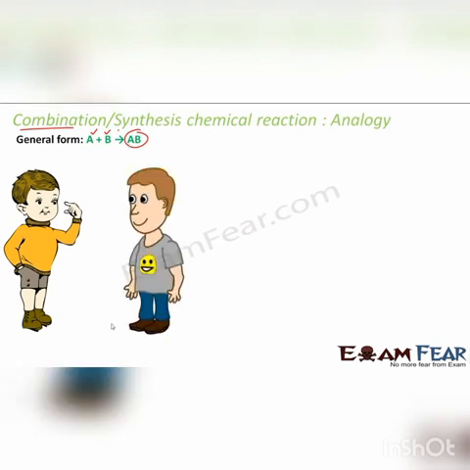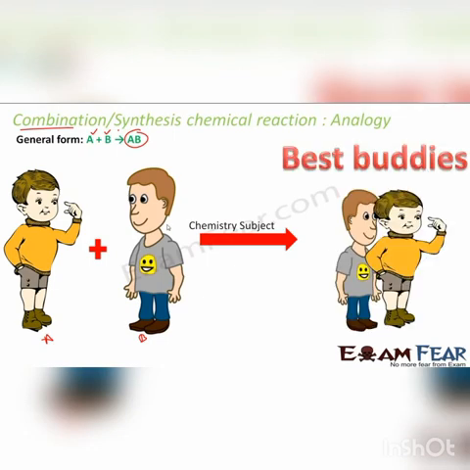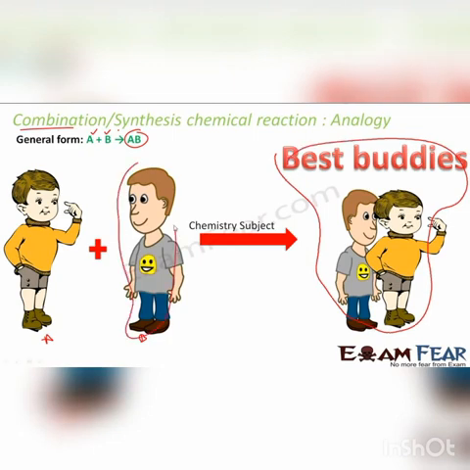So the analogy is there's one guy, there's another guy. There are 2 guys, you can say A and B. Now they both like the chemistry subject, and they become best buddies. So there were 2 students A and B, and they become one identity. They became best buddies. So there were 2 things, and that became one thing. That is the example of synthesis or combination reaction.